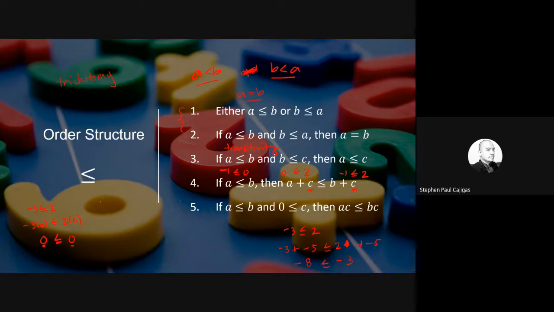And if we have a positive number, 5, if we have -3 times 5 less than or equal to 2 times 5, so this will be negative 15. This is less than or equal to 10. So we still have the structure preserved. We still have less than or equal to.